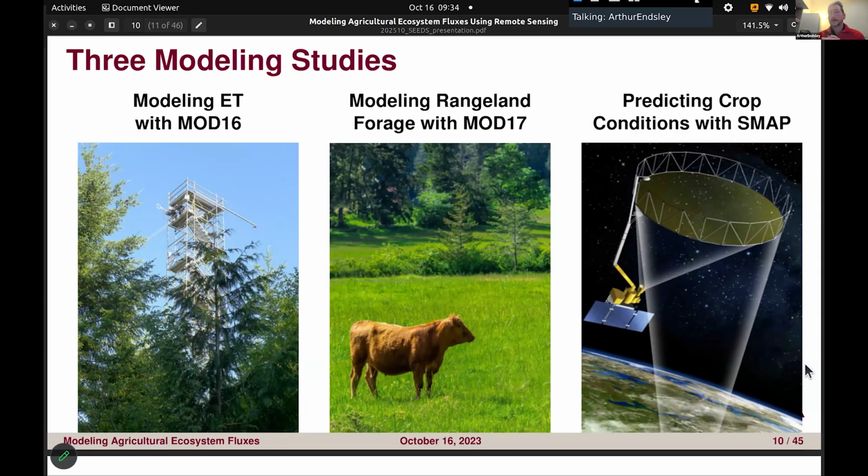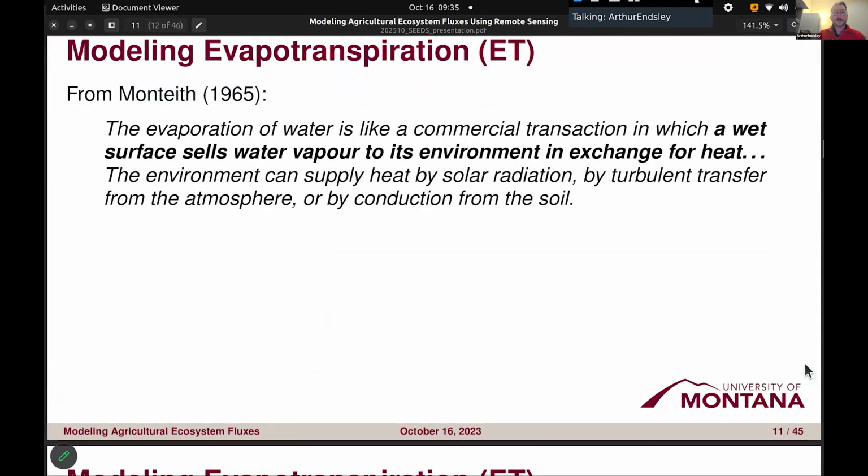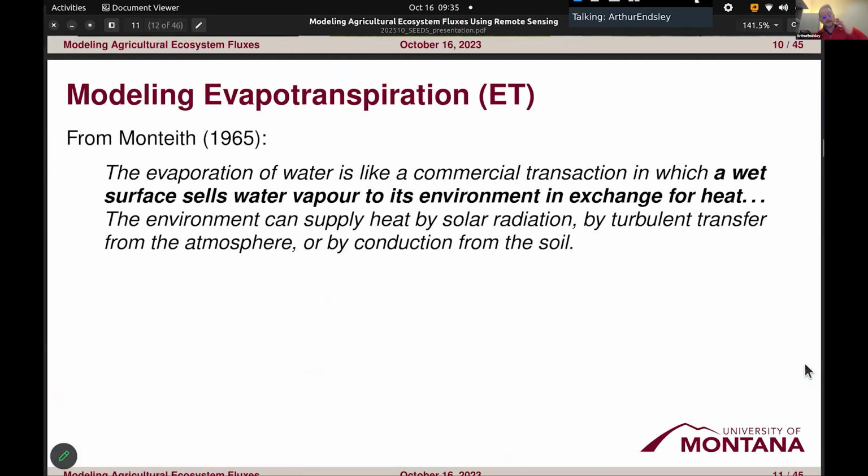And then finally, I'll talk about a relatively recent mission and model that allows us to actually predict crop conditions and crop yields. So to start with evapotranspiration, my favorite definition of evapotranspiration actually comes from Monteith's paper in 1965. And I don't like to use a market analogy for everything I want to talk about, but this one I thought was just really good.